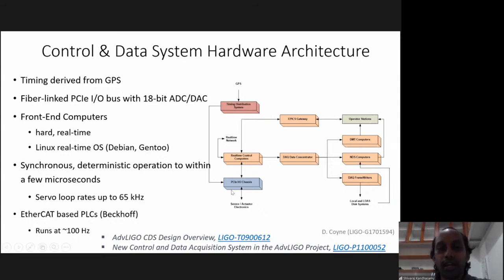All these things happen through a centralized system that has a common timing for all the signals collected in various parts of the interferometer, and there is a set of computers that process these signals and produce the control signals, which are sent through optical fibers to those mirrors, and they are controlled. All of this runs at a 65 kilohertz rate, so that we can control up to frequencies like 32 kilohertz.